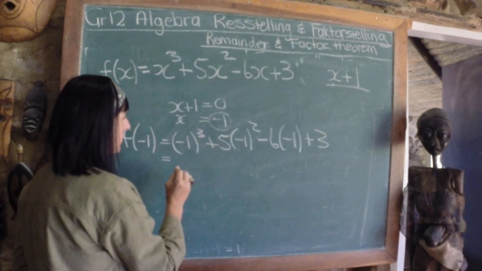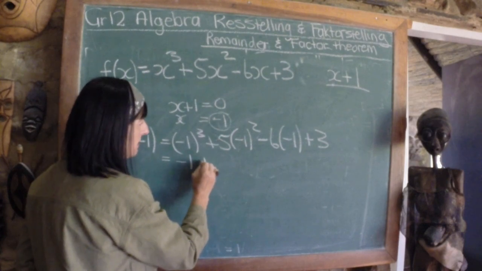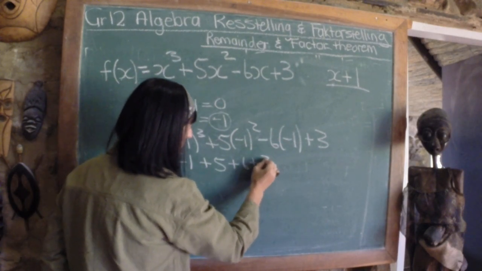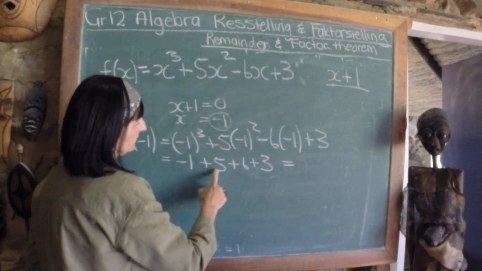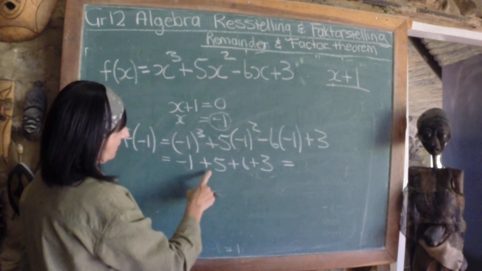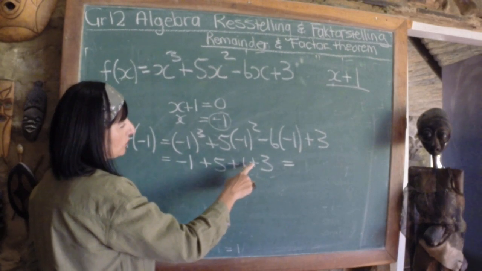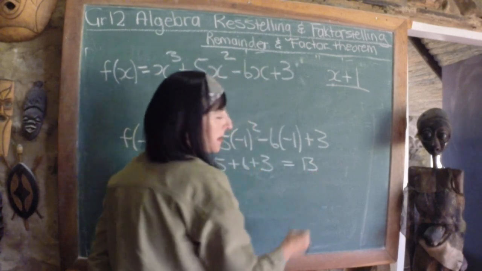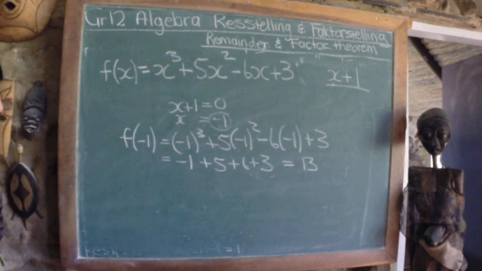Minus 1 cubed gives me minus 1. Minus 1 squared gives me 1. That gives me plus 6 and that gives me plus 3. So the remainder is going to be 5 plus 6 is 11, 12, 13, 14 minus 1. So my remainder for that one is going to be equal to 13.